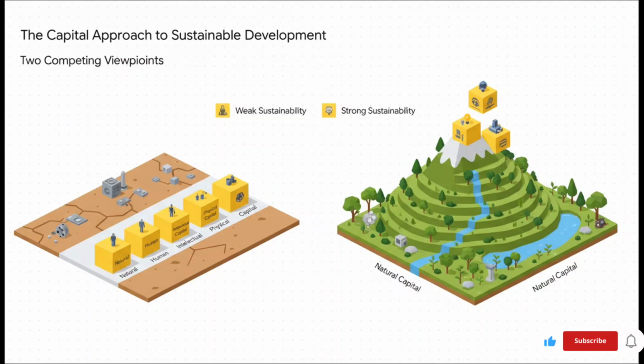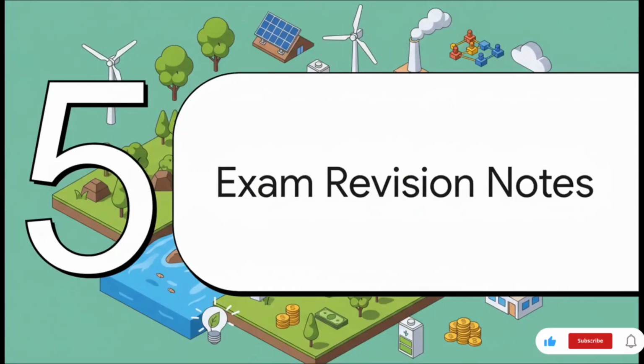Now, what's really cool here is how you can just see these 2 competing viewpoints so clearly. On the one hand, weak sustainability sees all 4 capitals as kind of interchangeable blocks. But look at the strong sustainability model. It shows natural capital as the very foundation upon which everything else, human, intellectual, and physical capital, is built. It's a powerful way to see the argument that if that foundation erodes, everything else just comes collapsing down with it. All right, let's bring it all home.